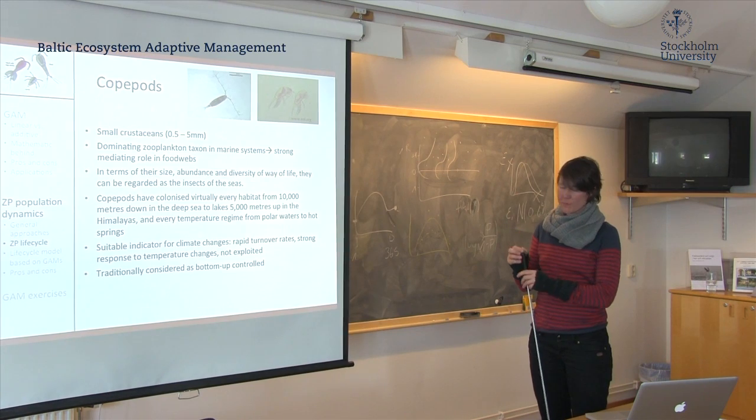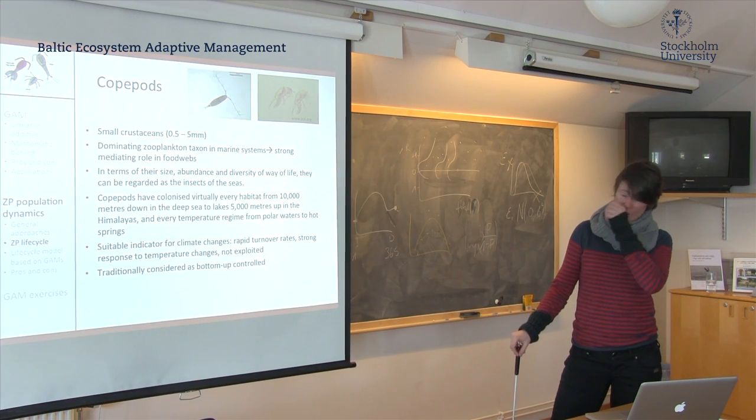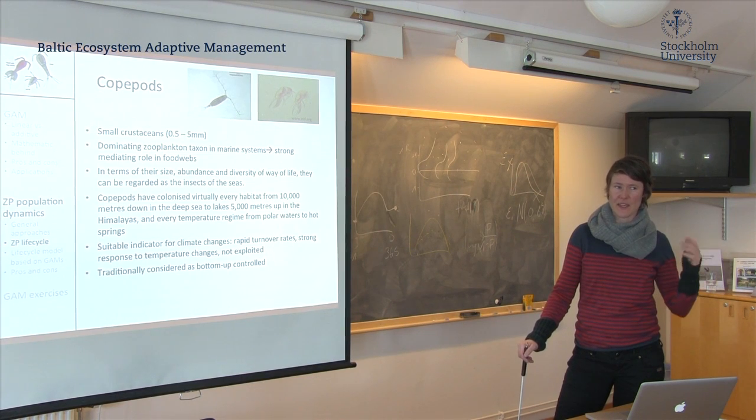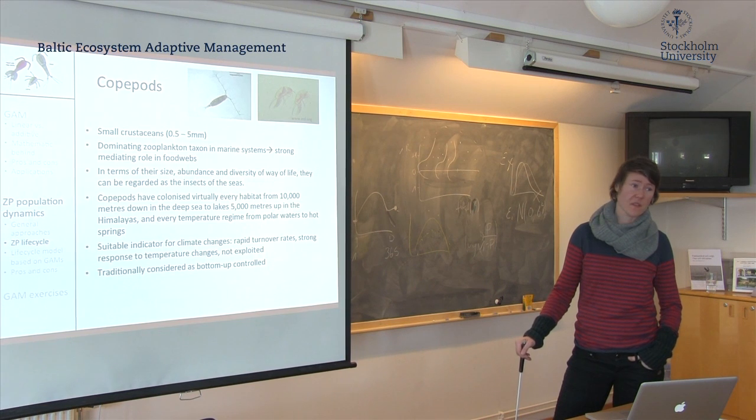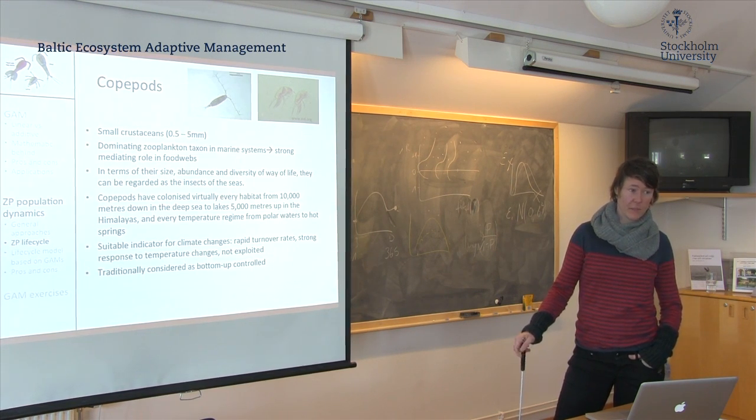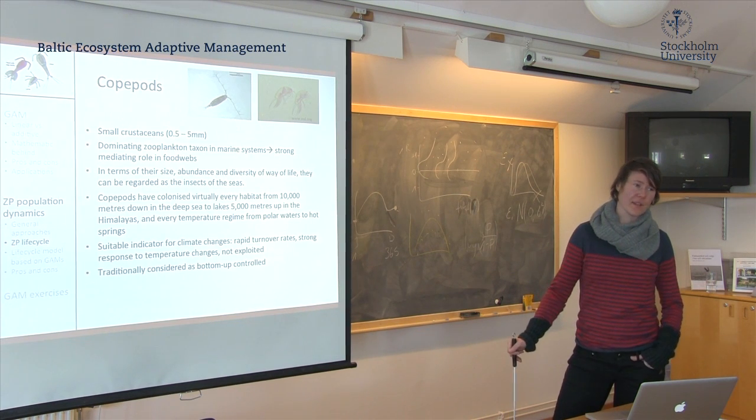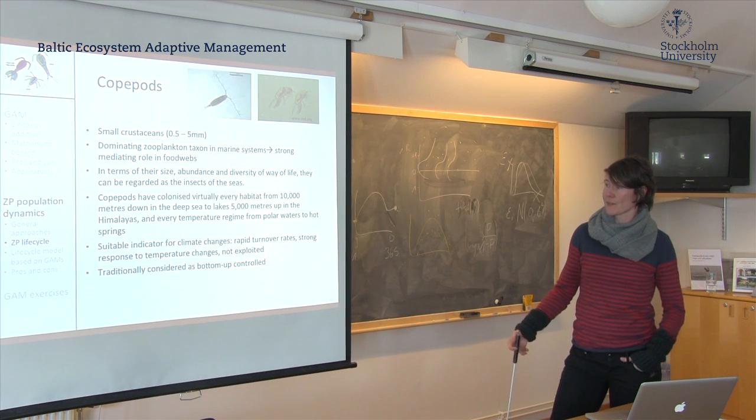Why do I look at them? Well, they are not only dominant in the Baltic Sea, they are the dominating species all over marine systems. They have quite a big size range from 0.5 to 5 millimeters. Since they are so dominating, they play a major role in the energy flow in food webs. Because they are so diverse in abundance, size, and species diversity, they are also considered the insects of the sea. They inhabit all different kinds of environments. They are not only in marine systems but also in freshwater systems, where cladocerans are often more dominant. And they can occur in temperate or polar regions as well as in tropical regions.